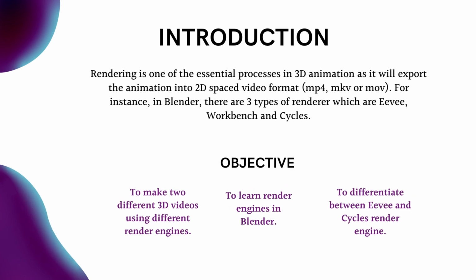For the introduction, rendering is one of the essential processes in 3D animation as it exports the animation into a 2D space video format like MP4, MKV, or MOV. For instance, in Blender, there are three types of renderer, which are EEVEE, Workbench, and Cycles.